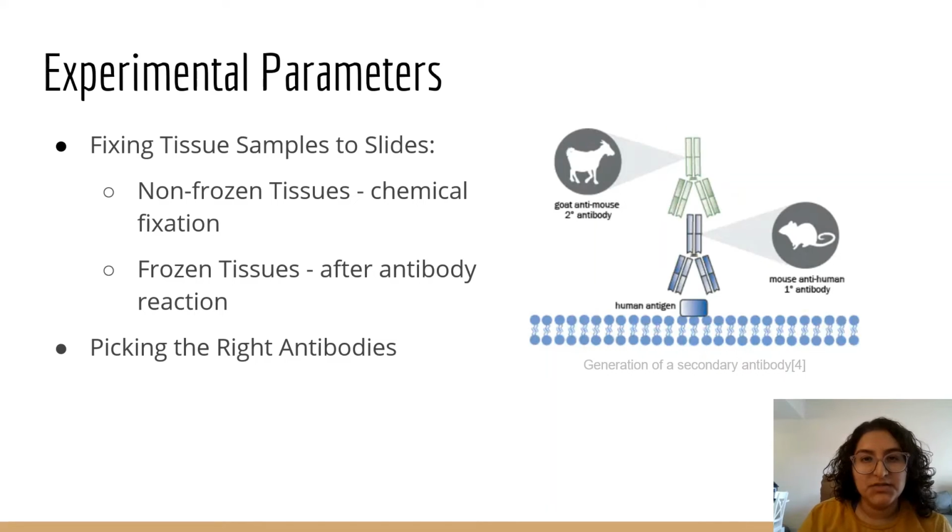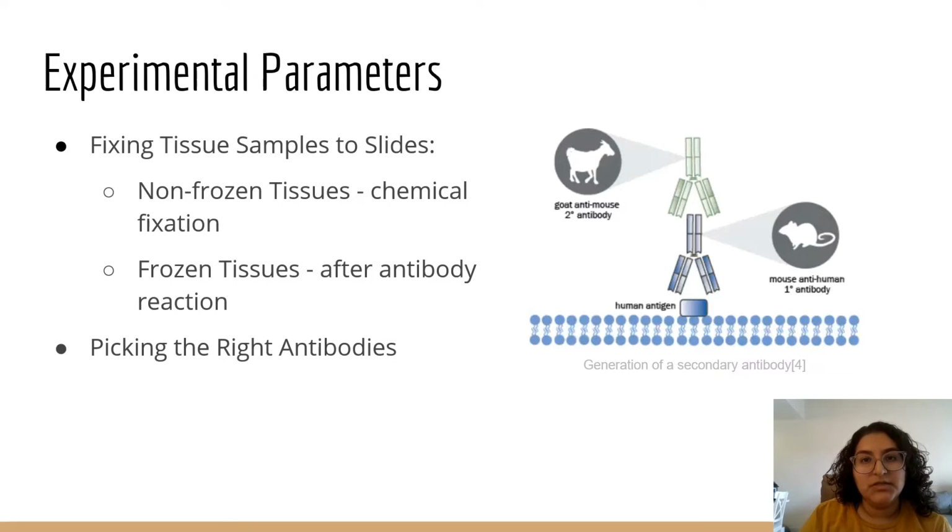When using the IHC method, there are some important parameters to take into account to ensure you generate good results. First, you'll want to make sure that you are properly mounting your tissue samples in order to avoid nonspecific binding. Non-frozen tissue samples need to be fixed gently using chemical fixation, and frozen tissue samples are fixed after the antibody reaction has occurred in order to make sure that the antigen will be recognized by the antibody.